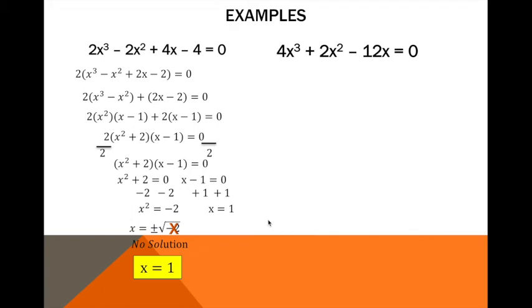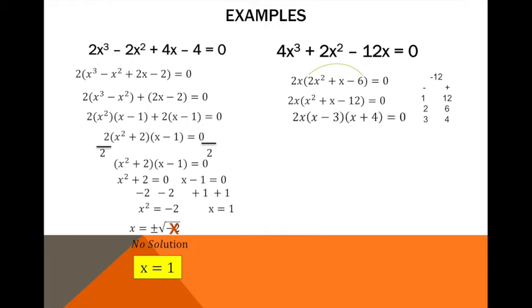Okay, so I can factor out a 2x. So then I get 2x, parentheses, 2x squared plus x minus 6, equals 0. Then I need to multiply a times c, so 2 times negative 6 and get negative 12. So now I need to find two numbers that multiply together to equal negative 12, but add together to equal positive 1, so 4 and negative 3. So 2x, parentheses, x minus 3, x plus 4 equals 0. So I need to bring down my a.